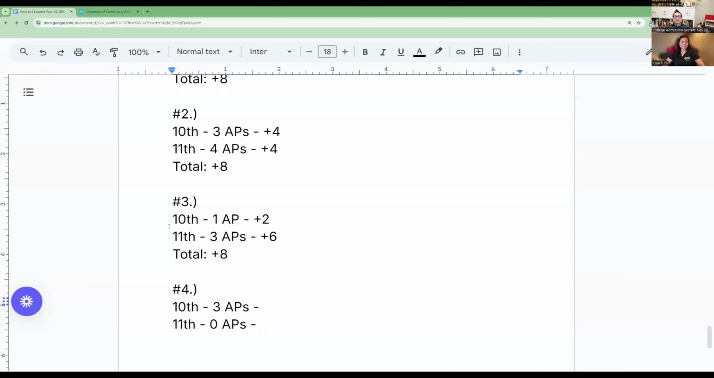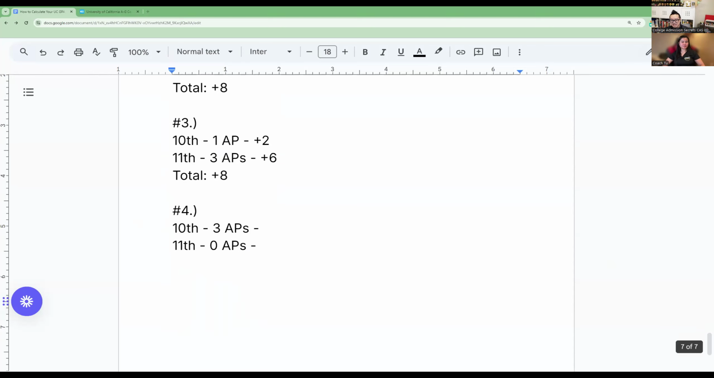3 APs in 10th grade, 0 APs in 11th grade. This will be a fun, tricky one. Let me know what this is in the chat. All right, Coach Two, 10th grade, 3 APs is equal to 4, right? Because 3 APs is 6 points, but we're capping out 10th grade at 4. 11th grade, 0 APs gets us 0. So in total, this student only gets a total of +4 honor points.